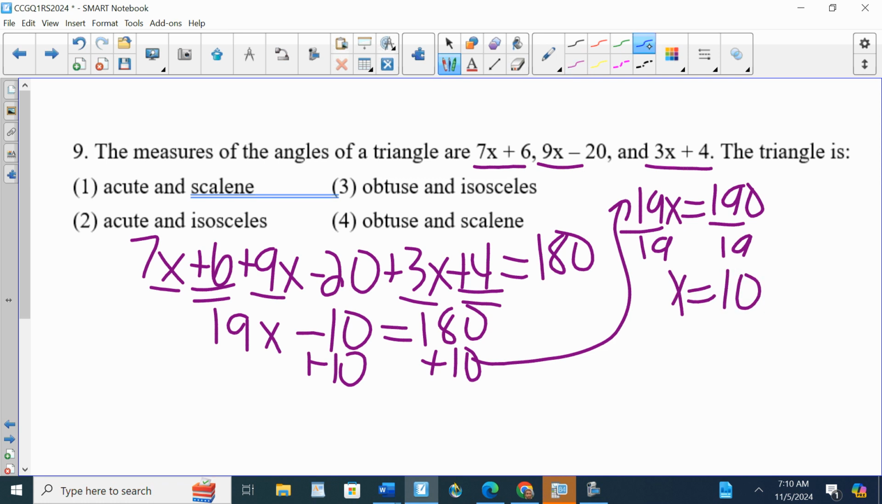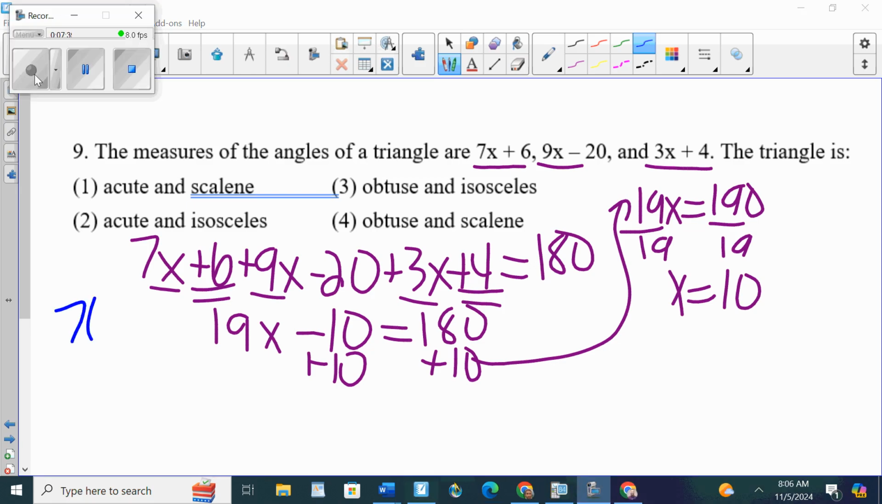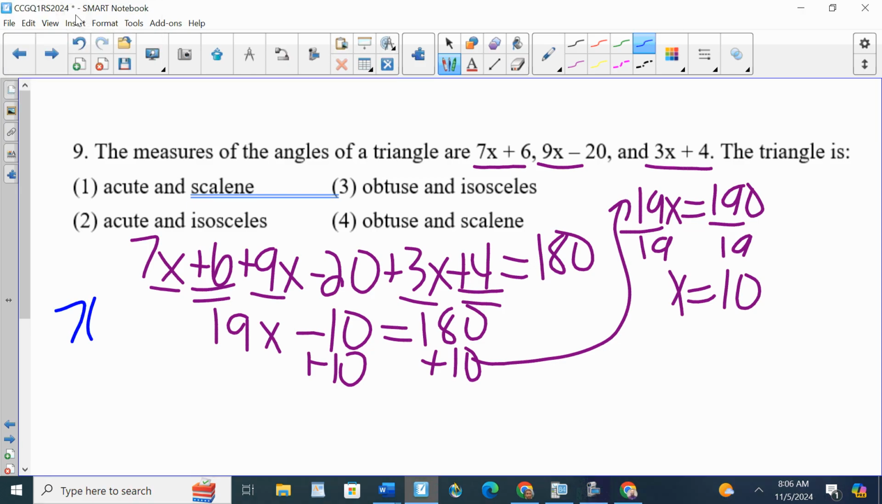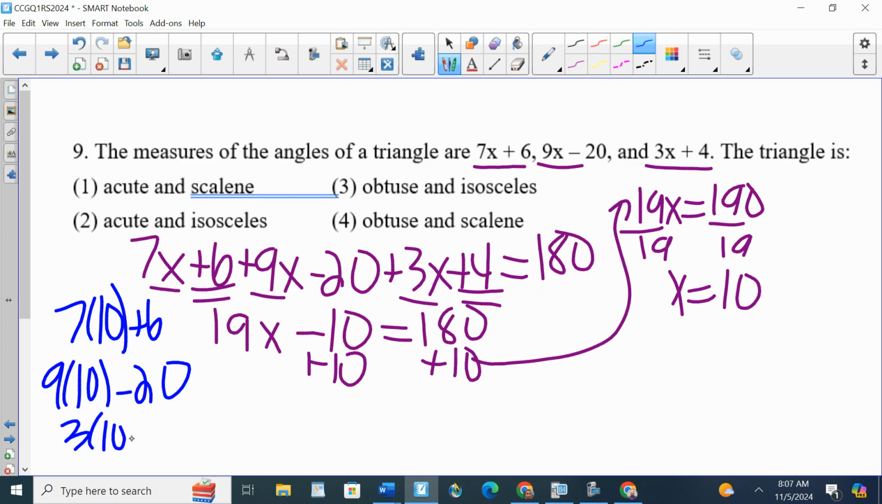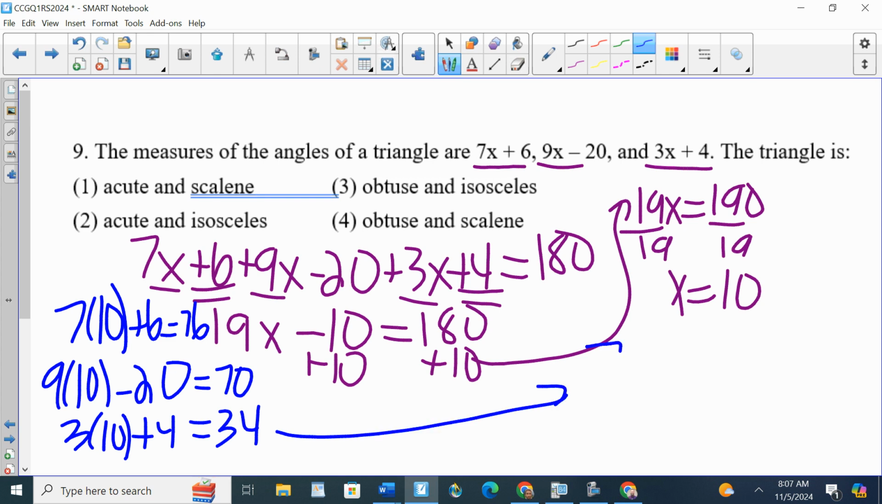Now that I have x, I can substitute into the expressions. Very good. Sorry, I got a little delay there. So 7 times 10 plus 6, 9 times 10 minus 20, 3 times 10 plus 4, that's 76, that's 70, that's 34, and you can use a calculator as needed. So let's just bring that to space. I've got 76, 70, 34.